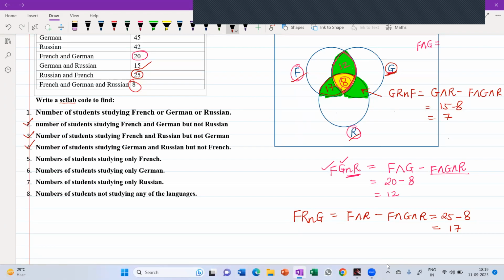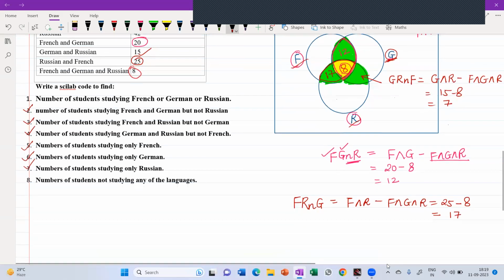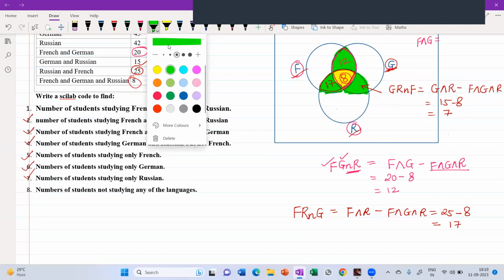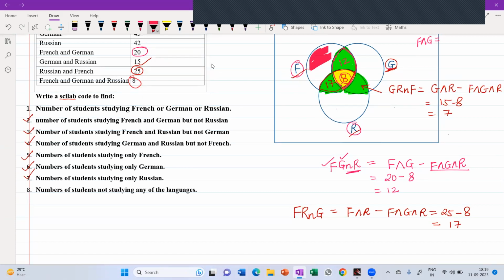Now we'll focus on how many students have taken only French, only German, and only Russian. So for only French, which part do we have to find out? Only French. So that means we have to find out this part. In the French circle, you will find students who have taken German and students who have taken Russian, but I want only students who have taken French. That is this pink part I have to find. So how am I going to find it out now?